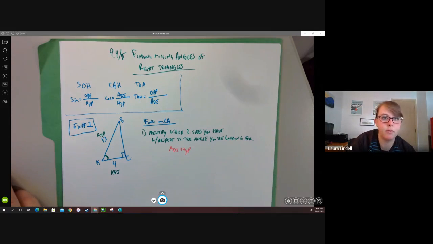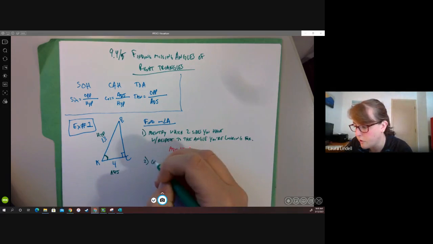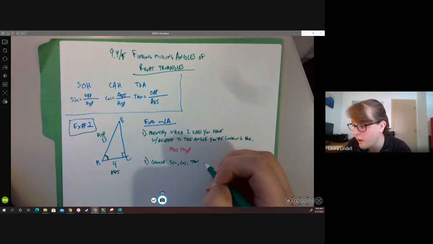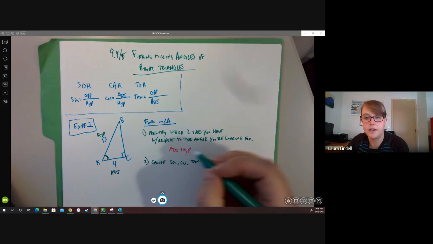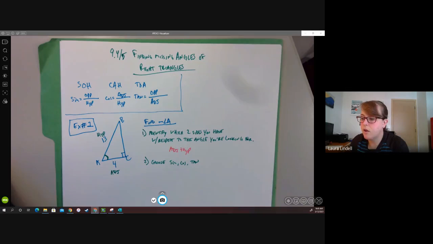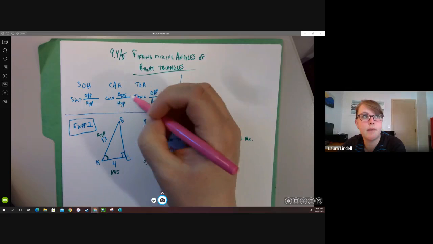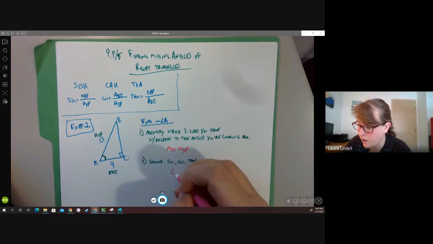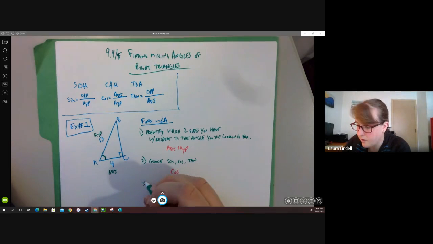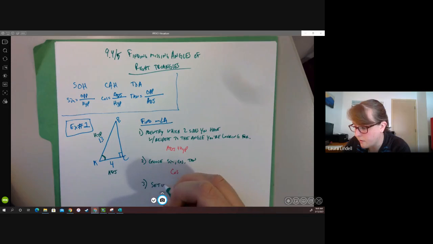That's going to help us when it comes to choosing the trig function we want to use to make an equation. So step 2, choose sine, cosine, or tangent, based off the 2 sides that we have. Since we have adjacent and hypotenuse, we want the one that involves adjacent and hypotenuse, which is cosine. So in this case, we're going to use cosine. Step 3, set up an equation.